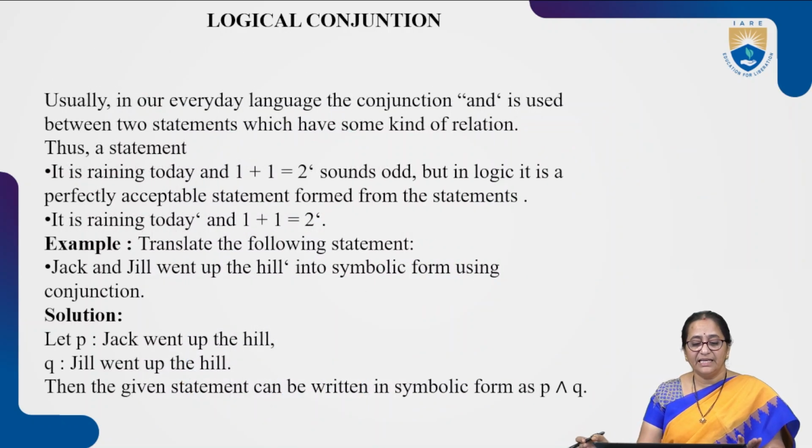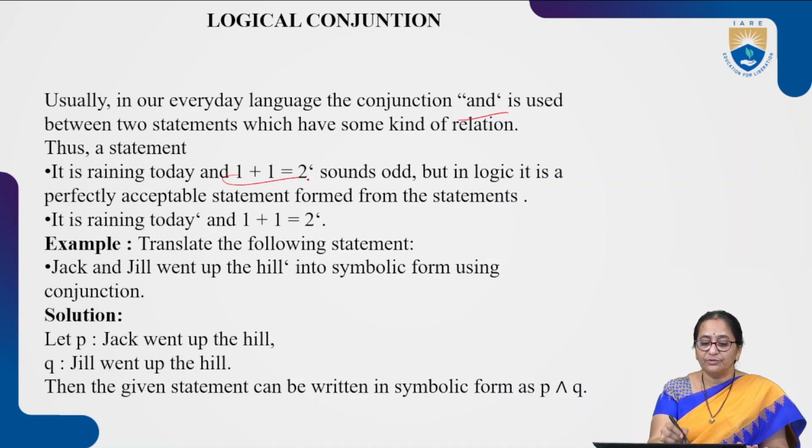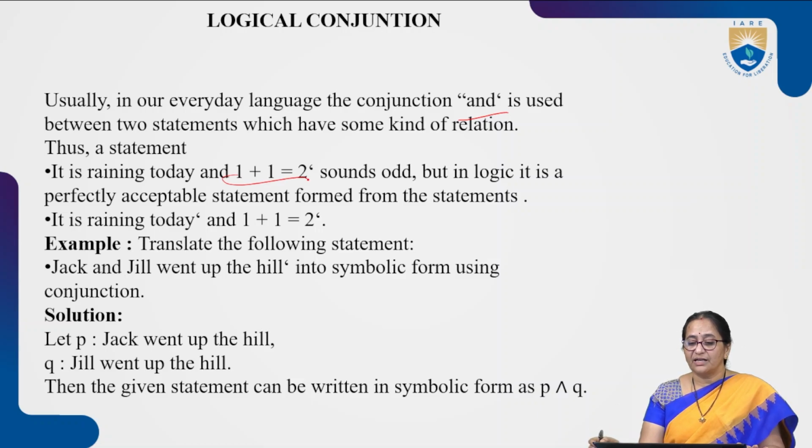Usually in our daily language, the conjunction AND is used between two statements to define some kind of relationship. It is raining today and 1 plus 1 equal to 2. It sounds odd, but in logic, it is an acceptable statement formed from the statements. It is raining today and 1 plus 1 equal to 2. Yes, we can combine these two.